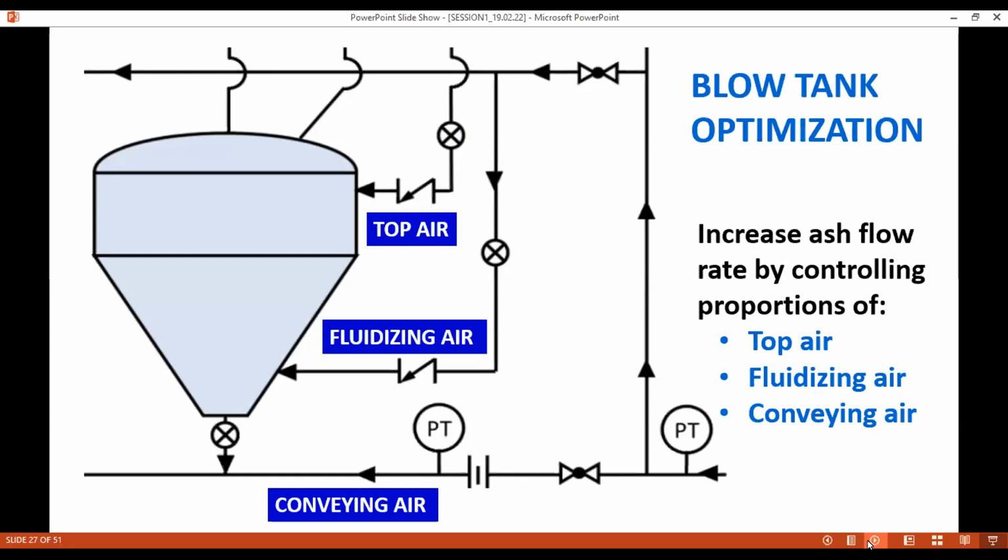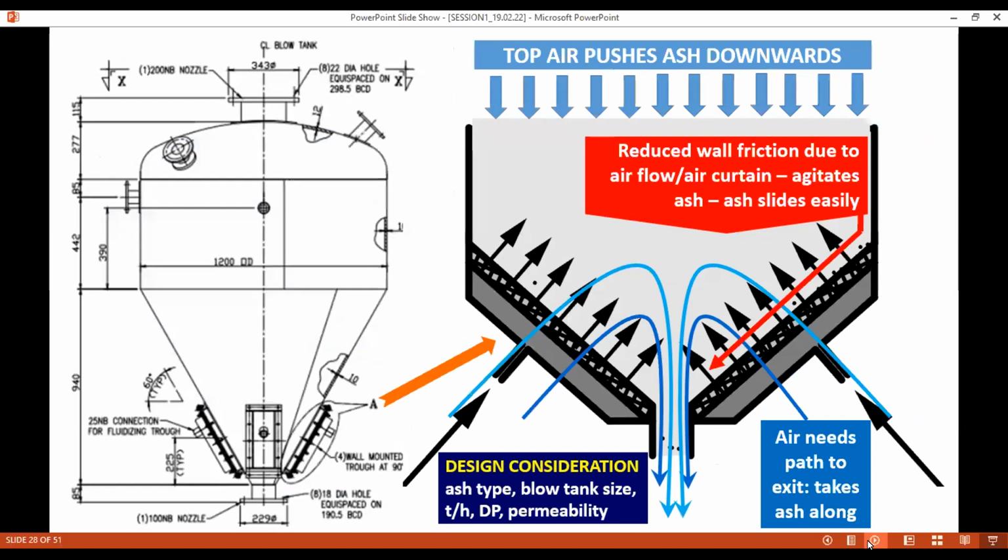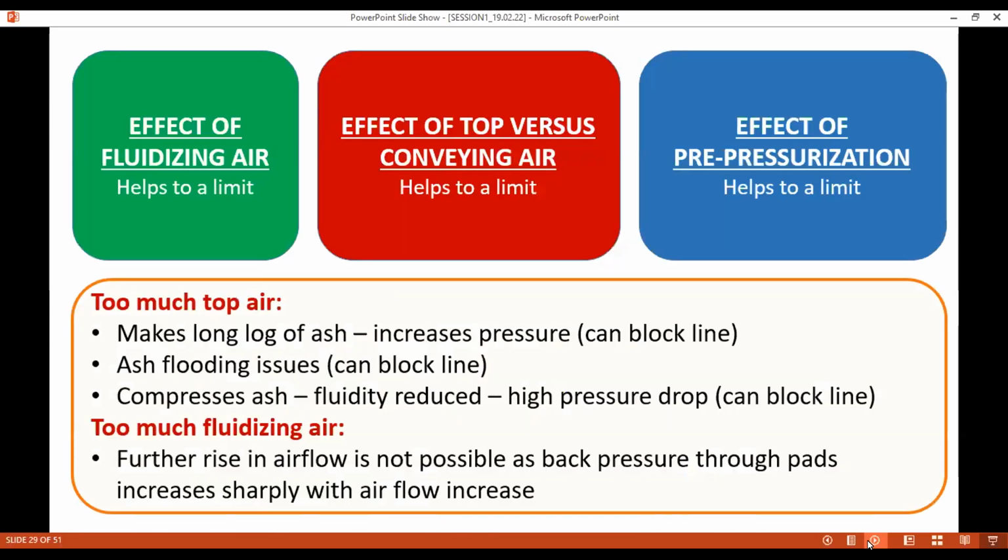Now, I'm not getting into a debate here about whether the fluidization air is taken from instrument air or from the transport air. That is a separate thing. But from wherever you have taken it, the balance of these three is very important. Because what happens is, okay, I'll come to this first.